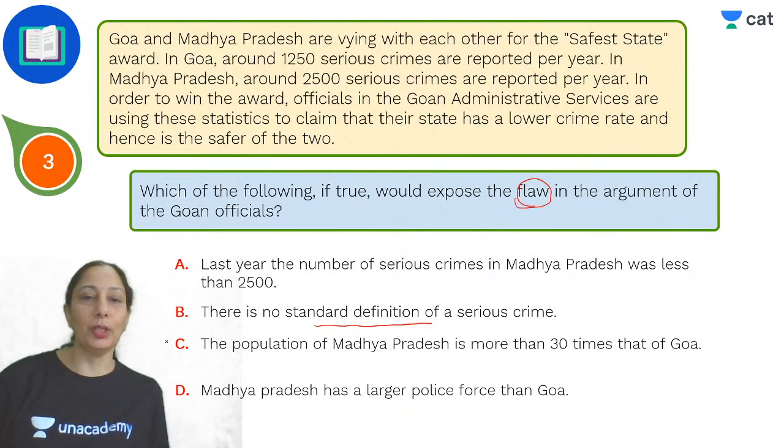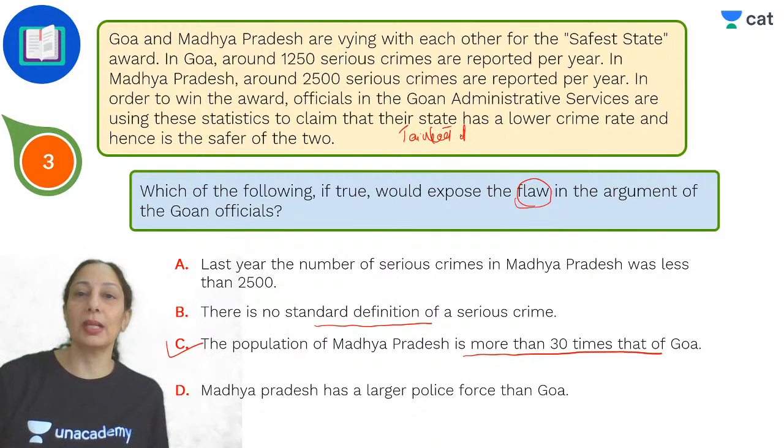Answer is C. Population of Madhya Pradesh is more than 30 times that of Goa. Right? So therefore this will be the answer. Again you will call this tainted results or statistics being not complete. Tainted results or tainted data. This is the flaw. In order to win the award, officials in the Goan administration are using statistics to claim that their state has a lower crime rate and is safer of the two.